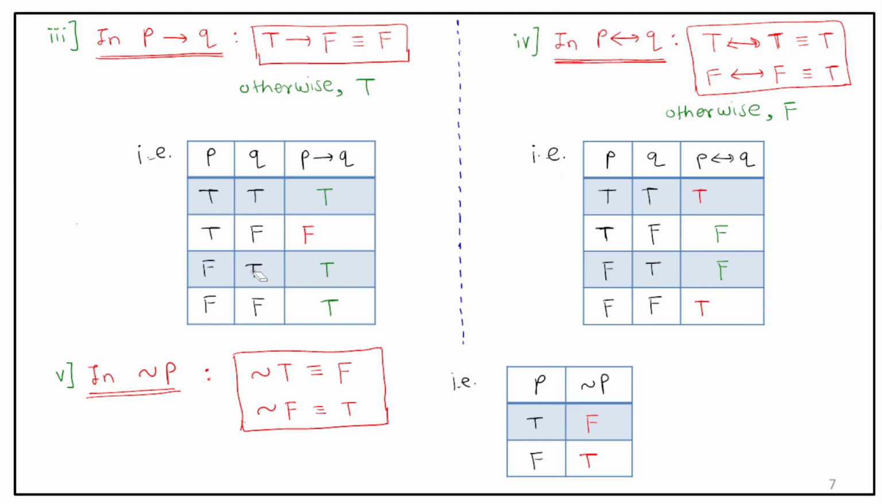F implies T, T. F implies F, T. Now this is the important one. T implies F, that is the F. Otherwise true. One more, that is the P if and only if Q, P biconditional Q.